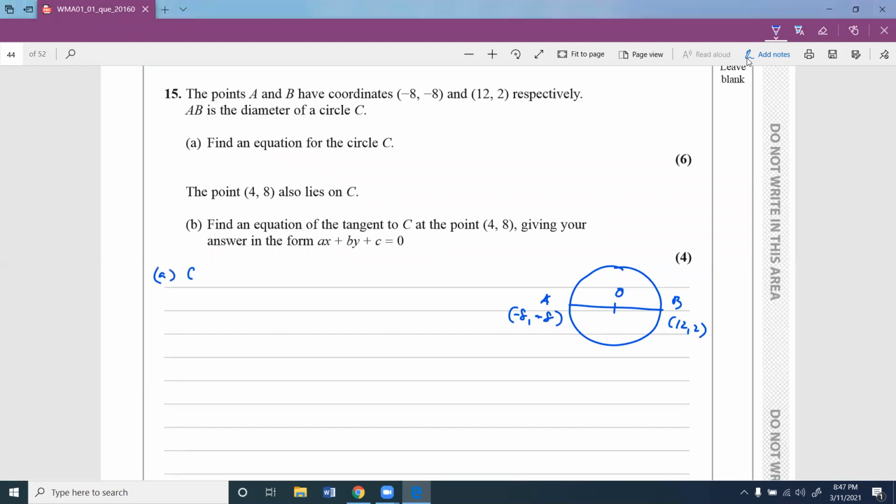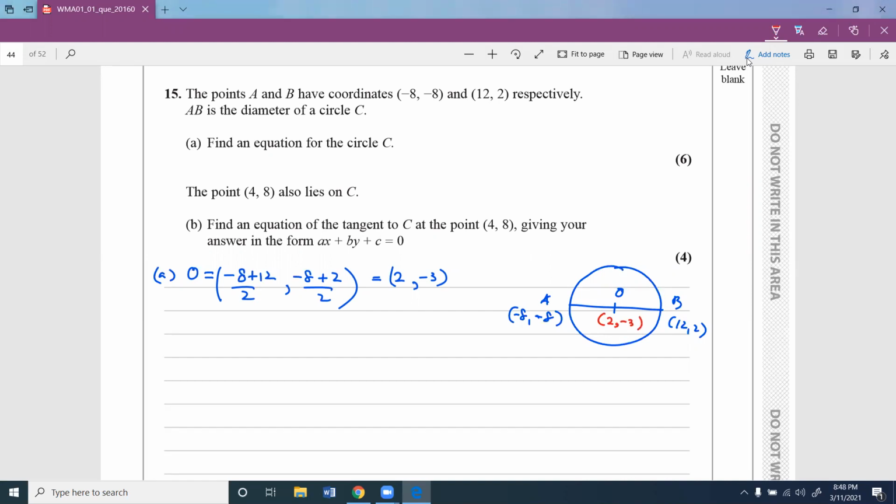Therefore, you can say O, the x coordinate is minus 8 plus 12 divided by 2, comma, the y coordinate is, using the midpoint theory, divided by 2. Then this turns out to be minus 8 plus 12 is 4, divided by 2 is 2. Minus 8 plus 2 is minus 6, divided by 2 is minus 3. Now you know the coordinates of the center. That is 2, minus 3.